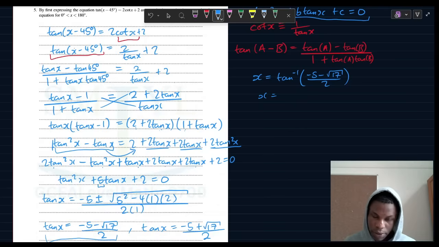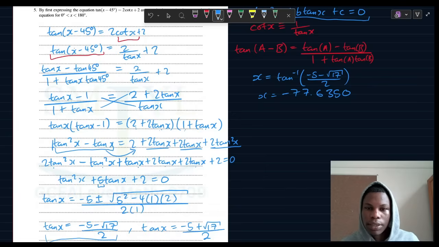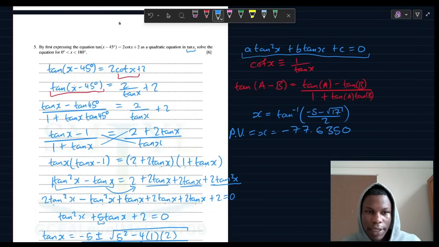This gives you negative 77.6350. So this is also called our principal value, the value that you get straight from your calculator. Here the interval they've given us is that x has to be between 0 and 180 degrees. Clearly this -77.6 is not within that interval.